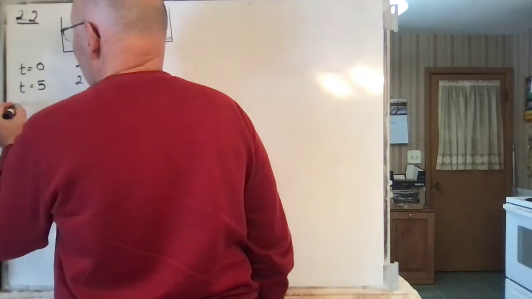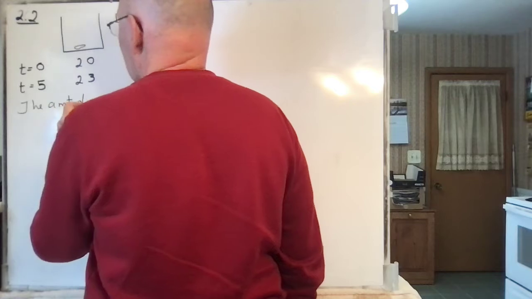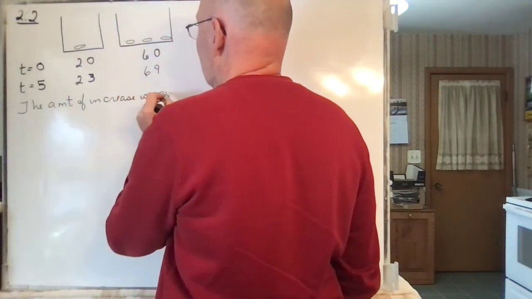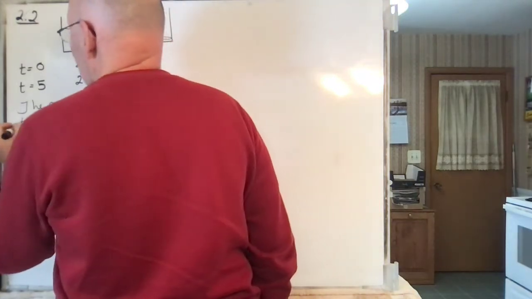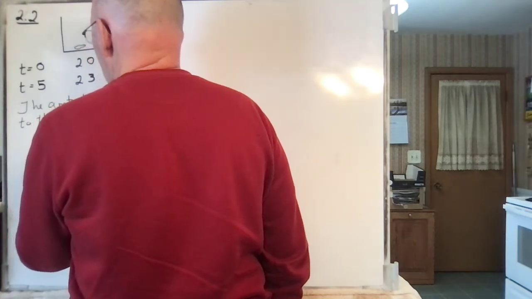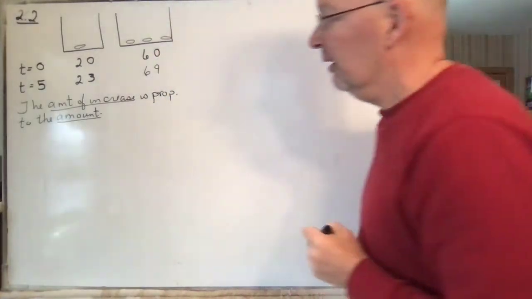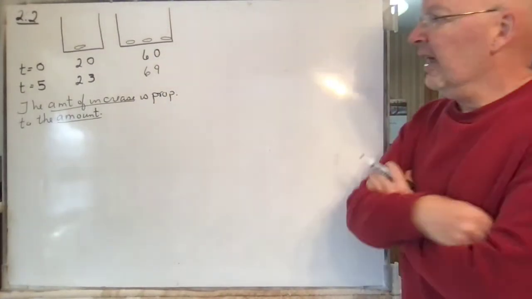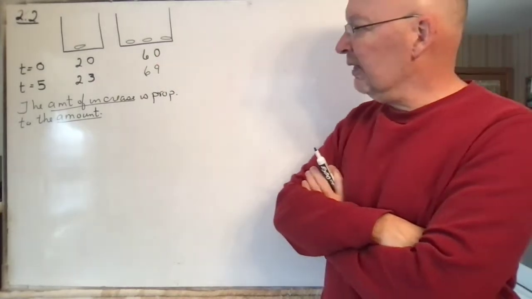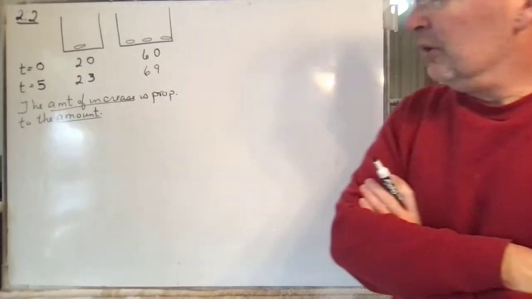What did I just say? The amount of increase is proportional to the amount. So if you have 3 times as much, then you're going to get 3 times as much increase. So how can we write this mathematically? Remember what I said earlier on? We use the word let.